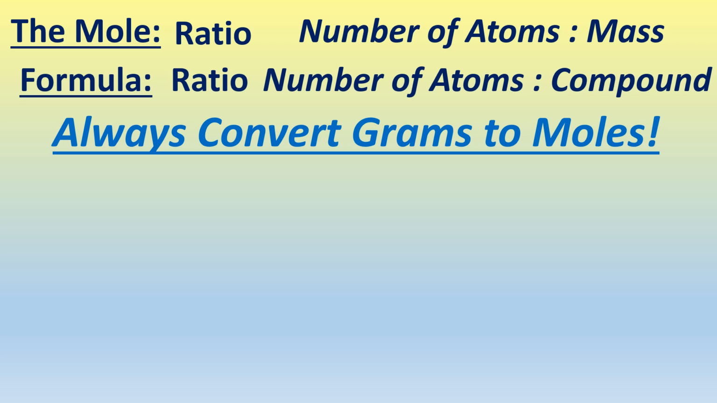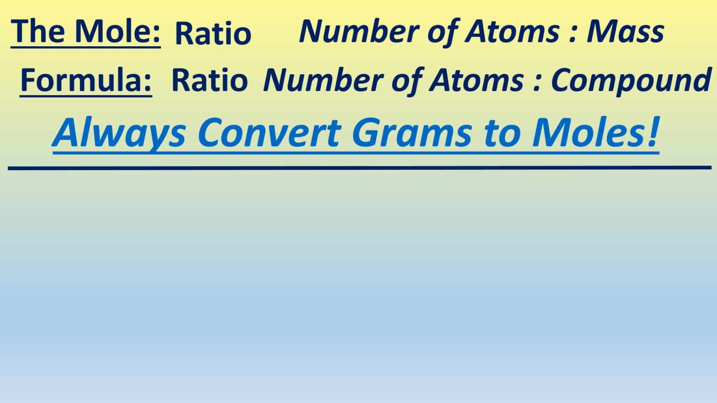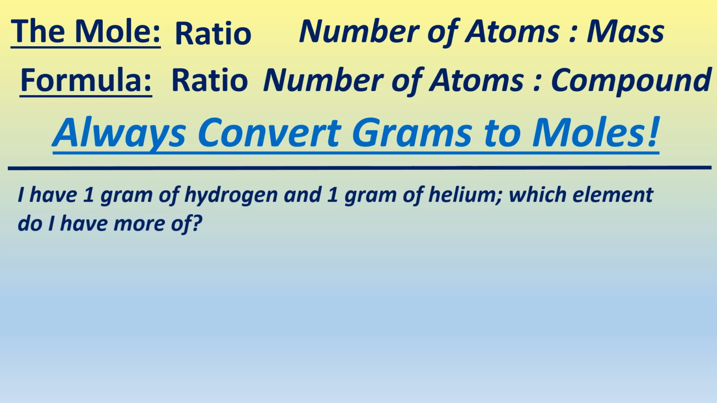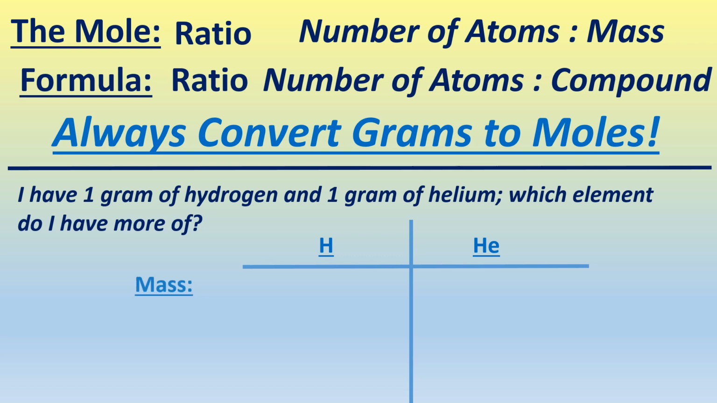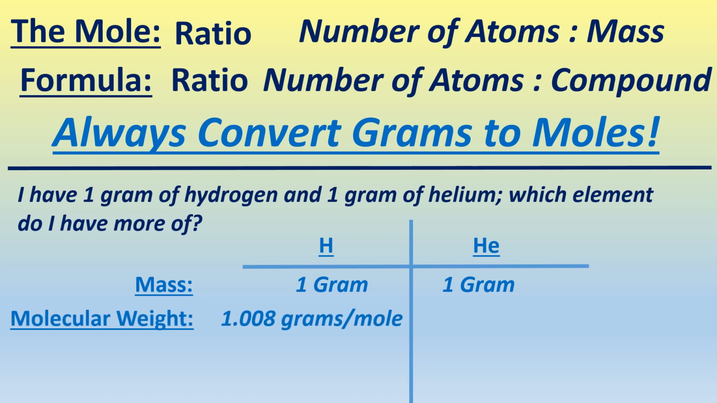This can be seen with a very simple problem. I have an identical weight of hydrogen and helium. Does that mean I have the same amounts of hydrogen and helium? If I look at the 2 elements in question, according to the question, I have 1 gram of each. The mass is identical. However, helium is the heavier element. Hydrogen weighs 1.008, while helium weighs 4.003 grams per mole.